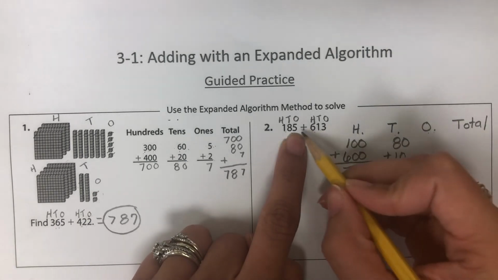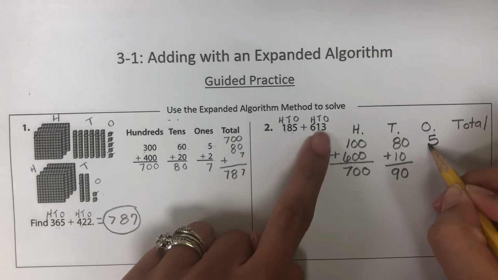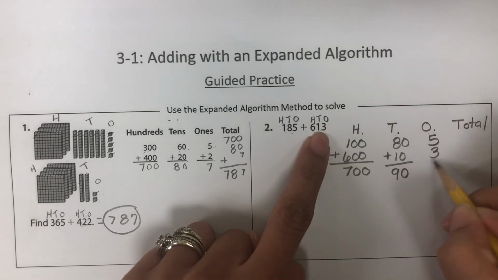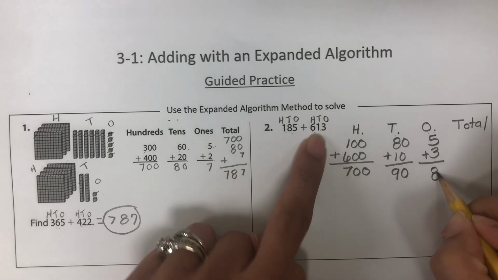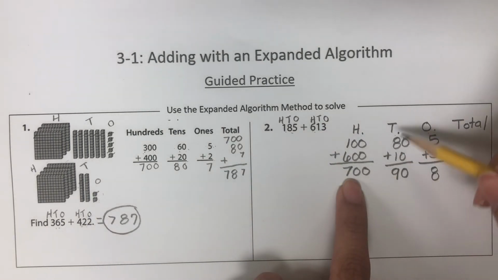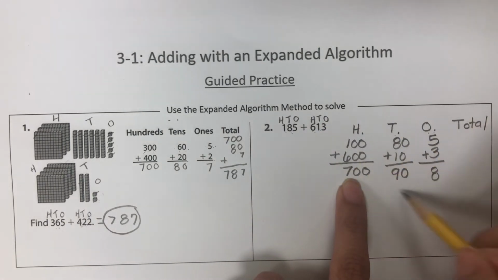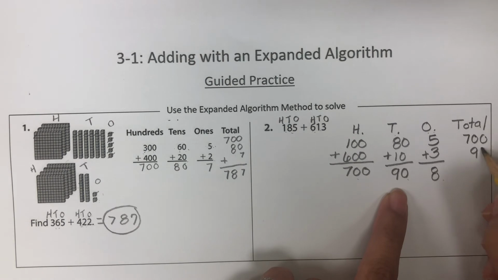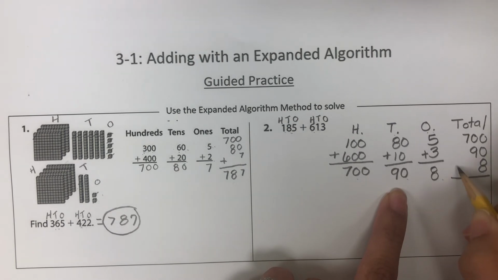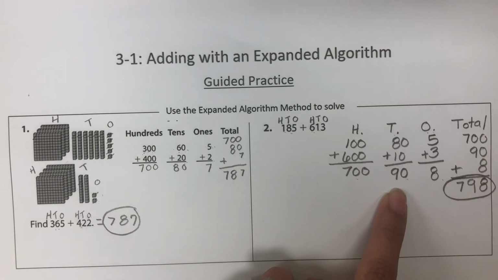The ones, the value of the 5 is just 5. The value of the 3, 3. 5 plus 3 is 8. So we've added all of our hundreds, tens, ones. Now we're going to combine our totals to get a grand total. So I'm taking 700 plus 90 plus 8. And I get 798 as my answer. Okay?